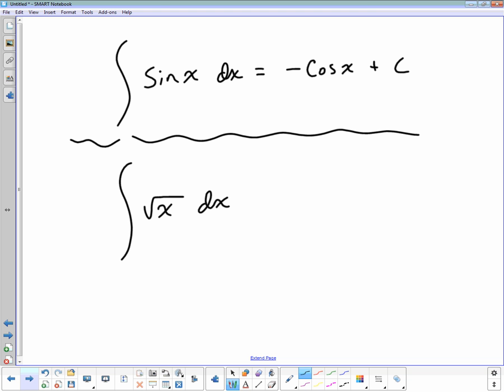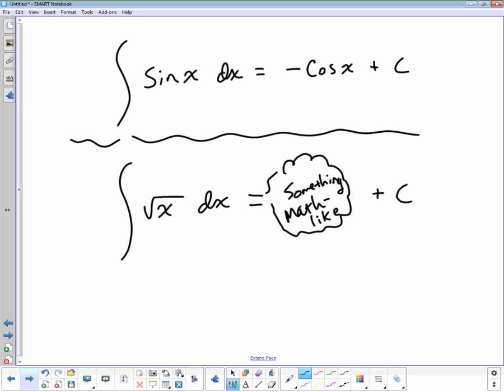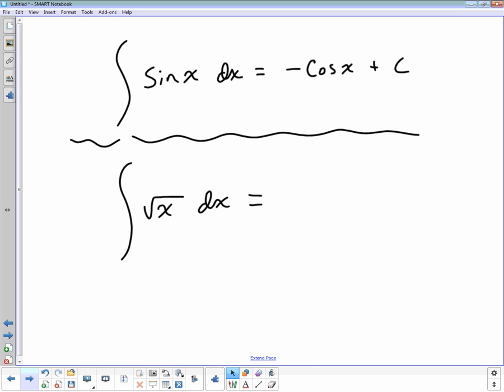Yeah, something plus C. That's it. All right, now our final answer has to have something in there that gives me the 1/2 exponent when it's done, right?